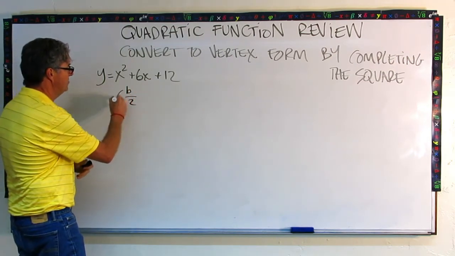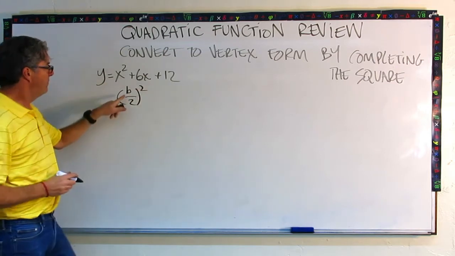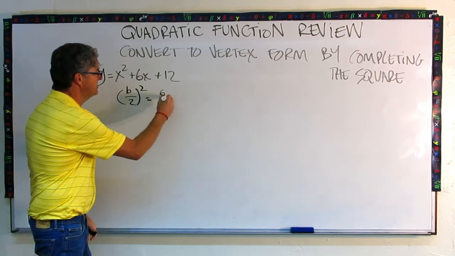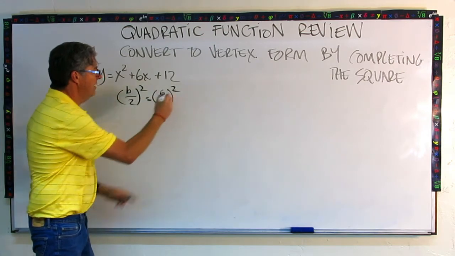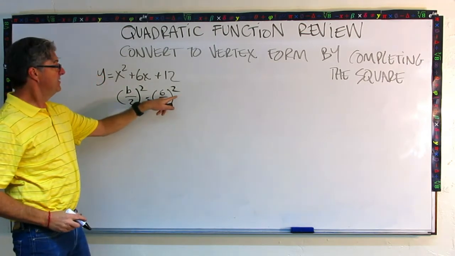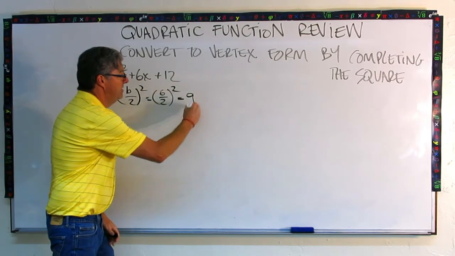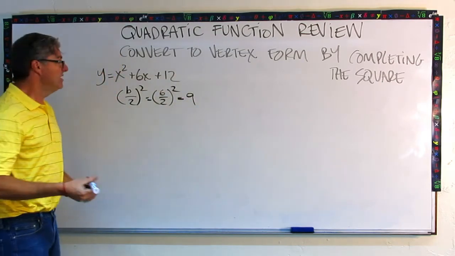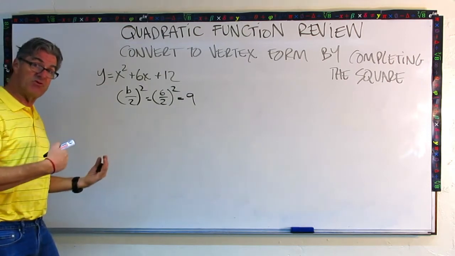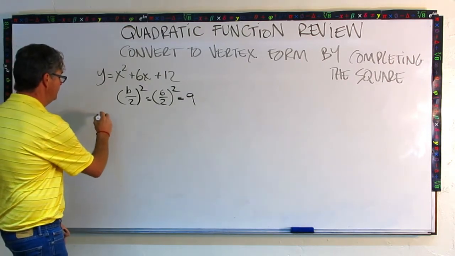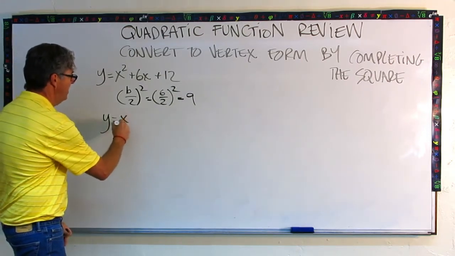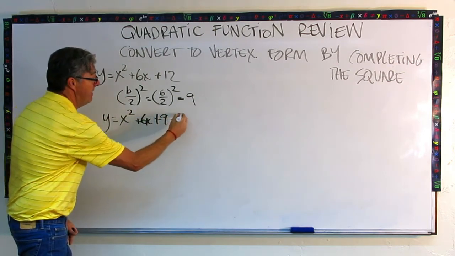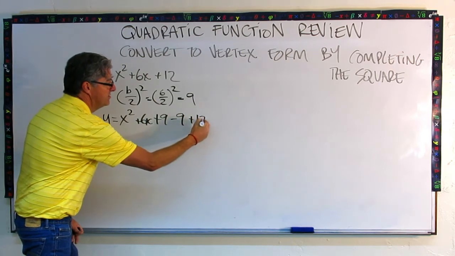We need to figure out what this is: b over 2 squared. Now b is that number there on the x term. So this is going to be 6 over 2 squared. 6 over 2 is 3, squared is 9. So our b over 2 squared is 9. Now what we do is we take it and we add it and subtract it from the equation. So this becomes y equals x squared plus 6x plus 9 minus 9 plus 12.